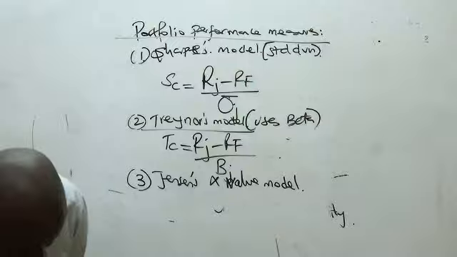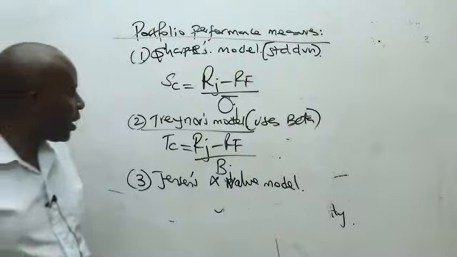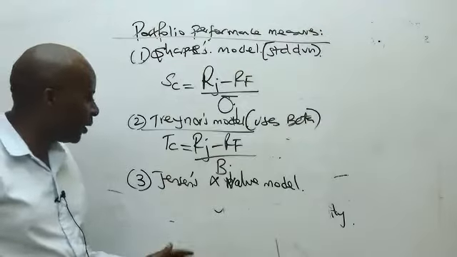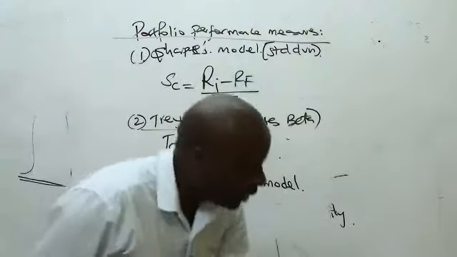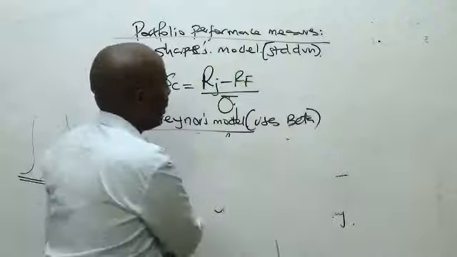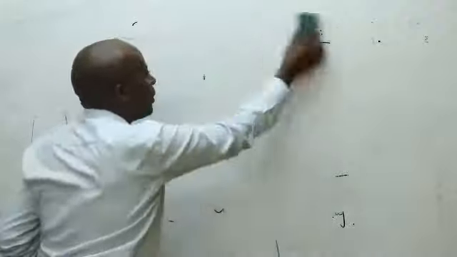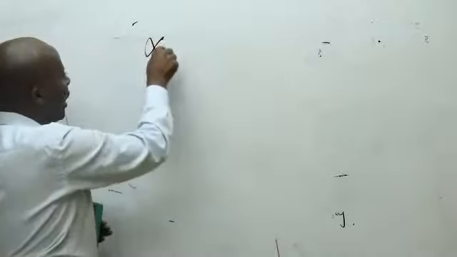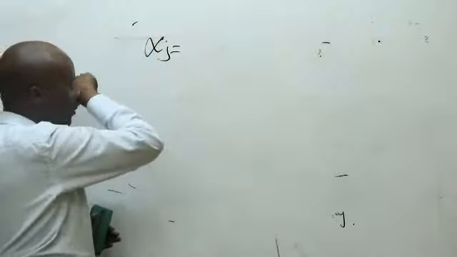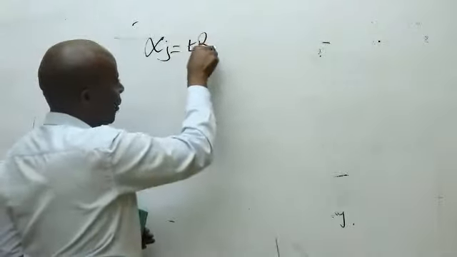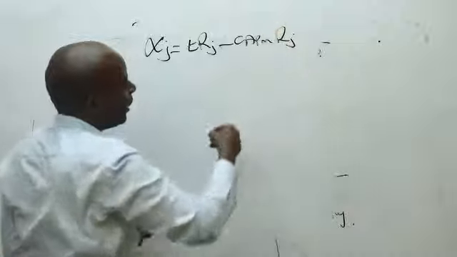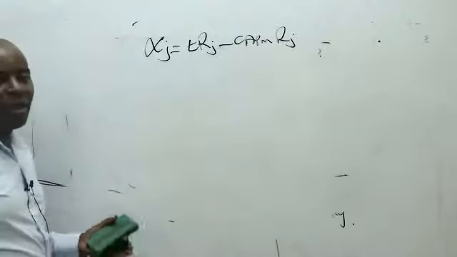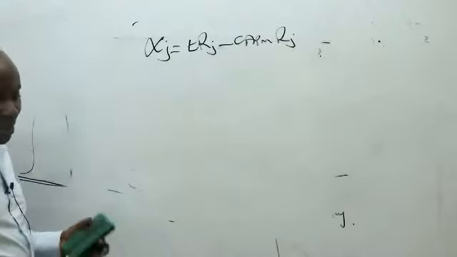From Josephine, we have, thank you very much. Josephine has remembered very well something to do with this alpha. To get alpha of any security, we will simply look for the expected return of that security minus the CAPM returns of the same, could be K, CAPM RJ, or CAPM RS, etc.